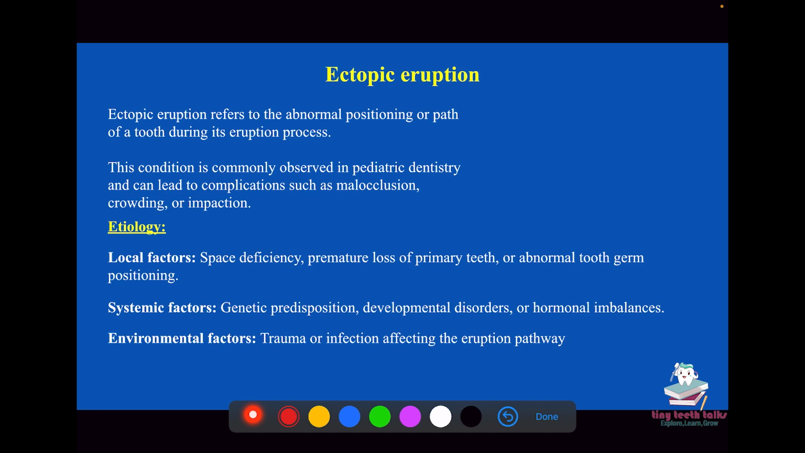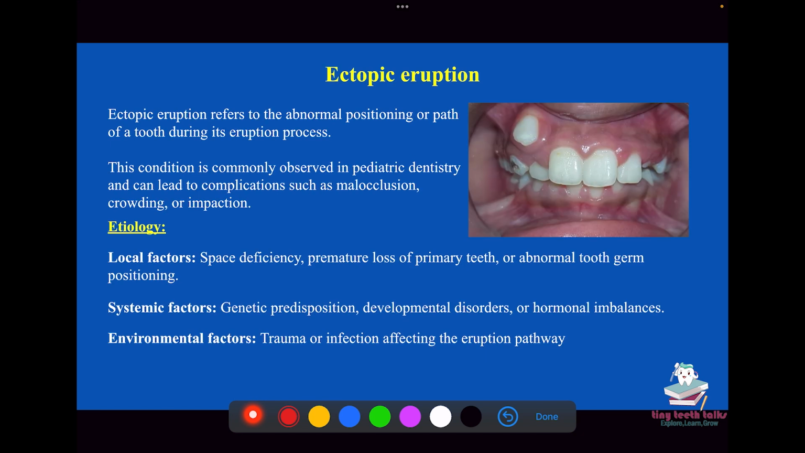Third is ectopic eruption. Ectopic eruption refers to the abnormal positioning or path of a tooth during its eruption process. Basically, the tooth is not at the place it should be. This condition is commonly observed in pediatric dentistry, as the replacement of teeth leads to misalignment or an abnormal eruption path, plus space discrepancies, plus some teeth have complex eruption paths or positions, and can lead to complications such as malocclusion, crowding or impaction.